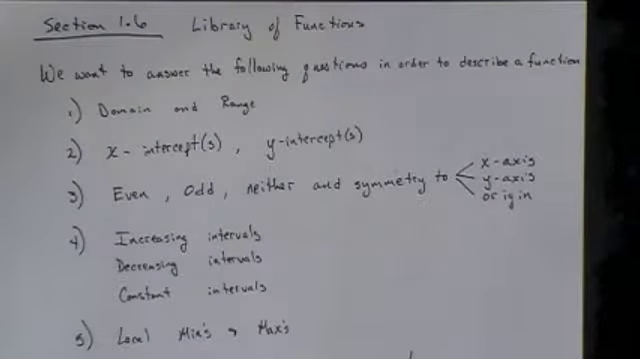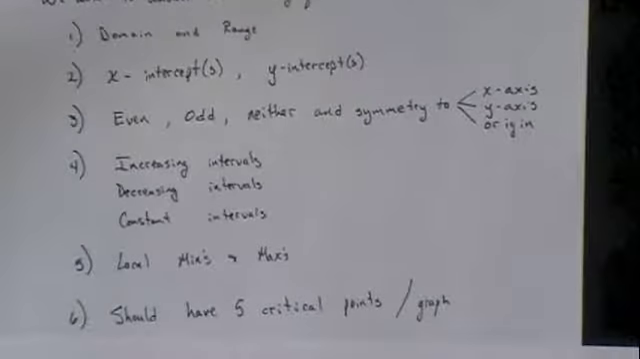We should also be able to list the intervals in which the function is increasing, decreasing, and where it is constant. We should be able to find the local mins and maxes, and we should also be able to have 5 critical points per graph, so that as we move the graph, we can pay attention to those critical points.